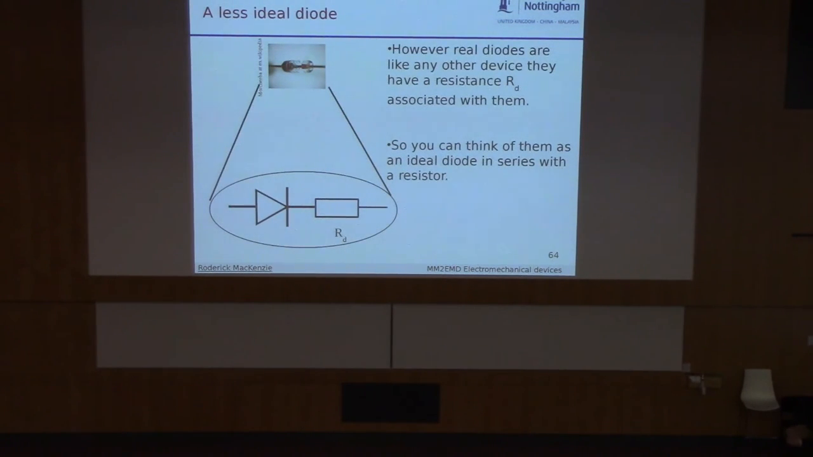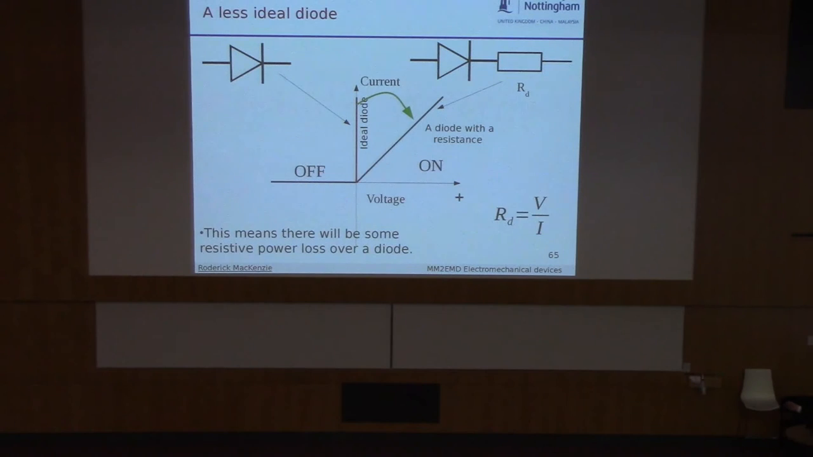A less ideal model for a diode is the ideal diode with some additional resistance. So let's look at the voltage-current curve of that. This is the ideal diode curve: it's off or it's on. Once we add some resistance in there, because it must have some resistance, it's an electrical component made of stuff, we get this curve here.